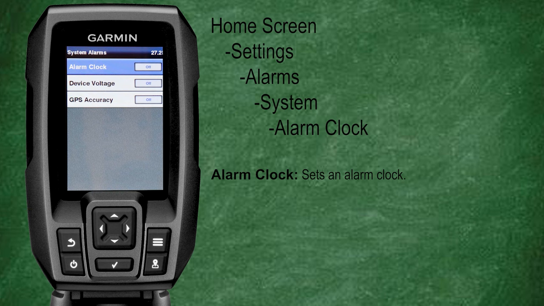Pausing the sonar is actually very easy. From the traditional sonar view, simply press the left or right arrow on the arrow keypad to pause the current sonar view. Pausing the sonar gives you a chance to interpret the sonar images without the sonar screen moving, which in turn gives you a bit more time to look at and accurately interpret what you're seeing on your screen.